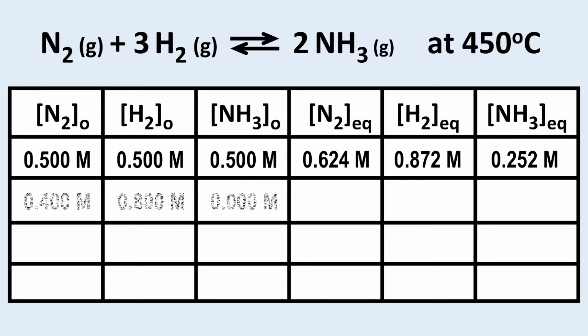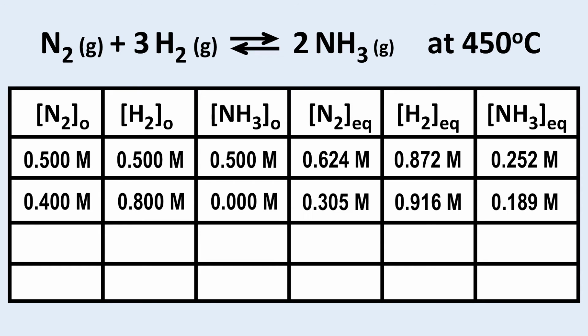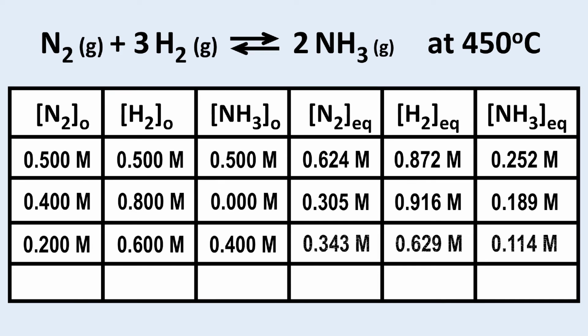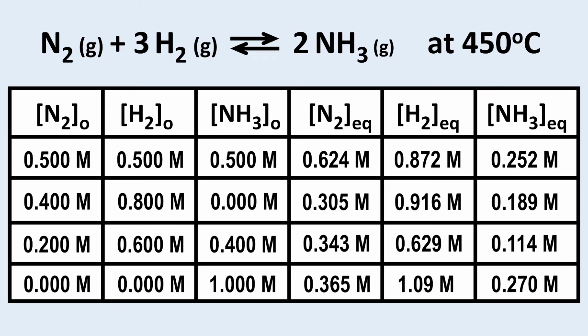And then we do a different experiment with different starting concentrations, and we get the following equilibrium concentrations. And then we do it again, and one more time. So each time we start with different starting concentrations of the substances involved, and each time we end up with different concentrations of the substances at equilibrium.